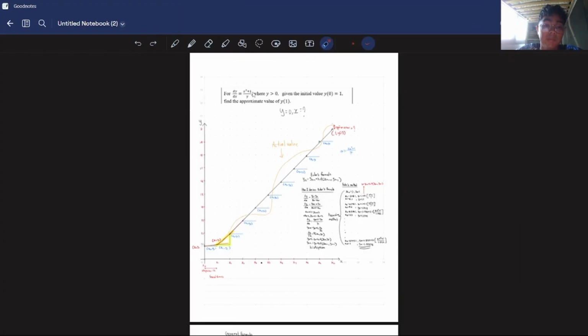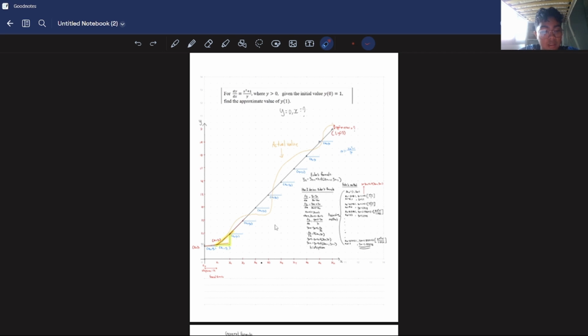dy/dx equals (x squared plus 1) divided by y, where y is more than 0. Given the initial value of y0 equal to 1, find the approximate value of y1, meaning that I want to find y at x equal to 1, which is the unknown. As you can see, my horizontal axis is split into x values, and my vertical axis is split into 0.1, which is my step size.